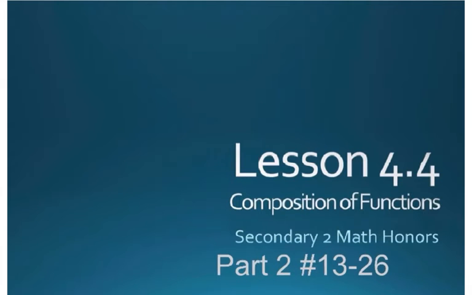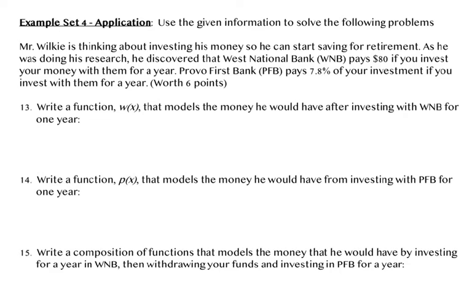This is part 2 of lesson 4.4 on composition of functions. Okay, example set 4, application. Mr. Wilkie is thinking about investing his money so he can start saving for retirement. As he was doing his research, he discovered that West National Bank, we'll call it WNB, pays $80 if you invest your money with them for a year. Provo First Bank, we'll call it PFB, pays 7.8% of your investment if you invest with them for a year.